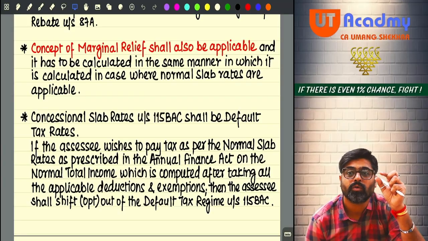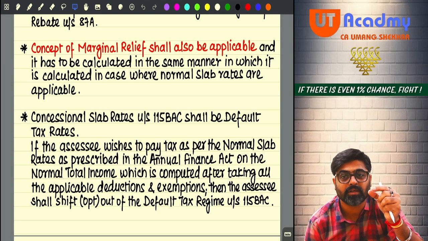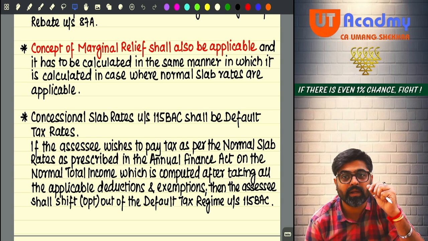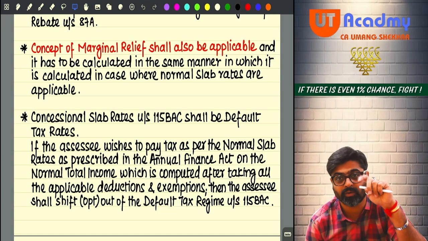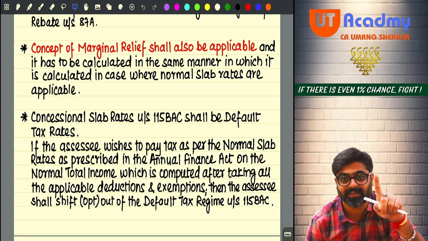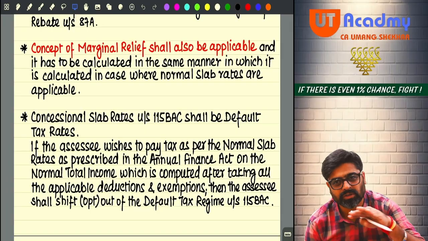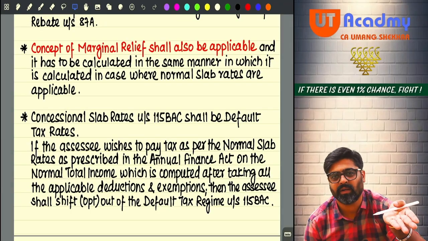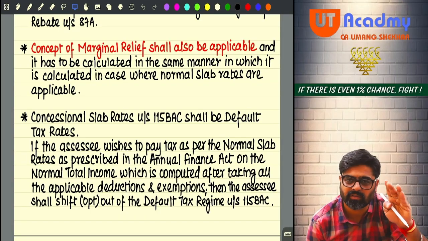Whenever your total income goes above 50 lakhs or 1 crore or 2 crores or 5 crores, you are liable to pay surcharge at a higher rate. Because of a higher rate of surcharge, if the increase in tax is more than the increase in total income, then you get the marginal relief. The concept which you used to apply there will be applicable here also. There is no change, the only change is to apply 115BAC rates and calculate tax. Everything is going to be the same.